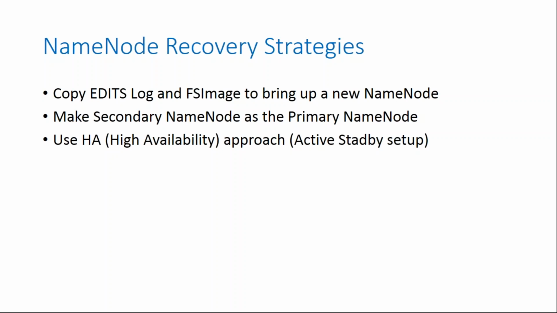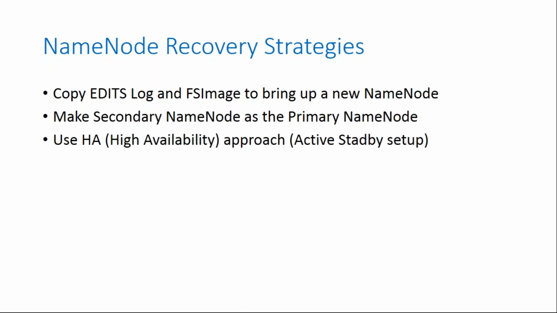And the second scenario is you make the secondary name node the primary name node. So in these two situations, there are a few issues. Making a new node the primary node, or the secondary node the primary node, involves manual intervention. So they're not going to kick in straight away.